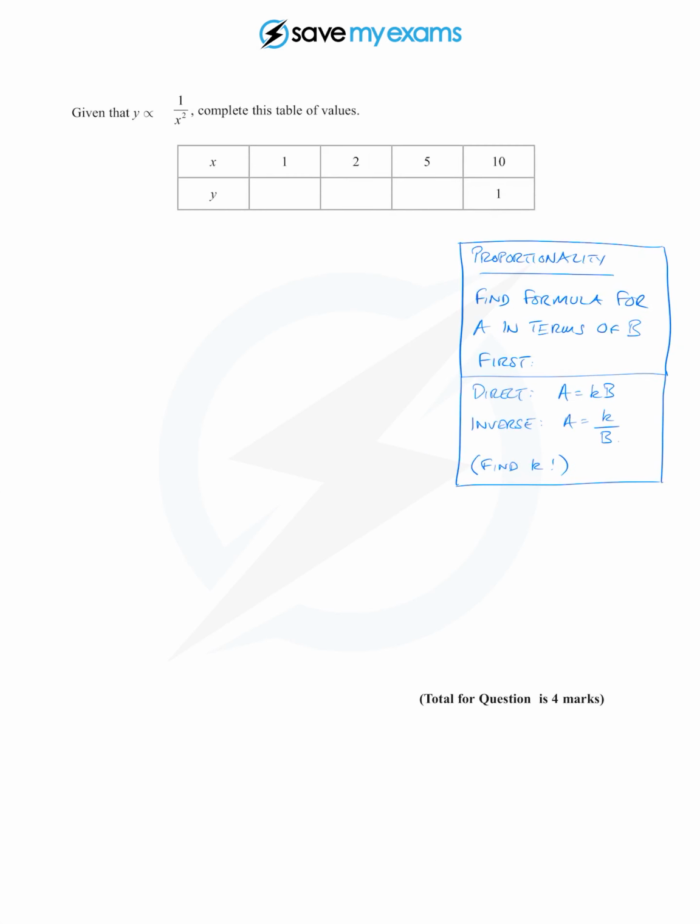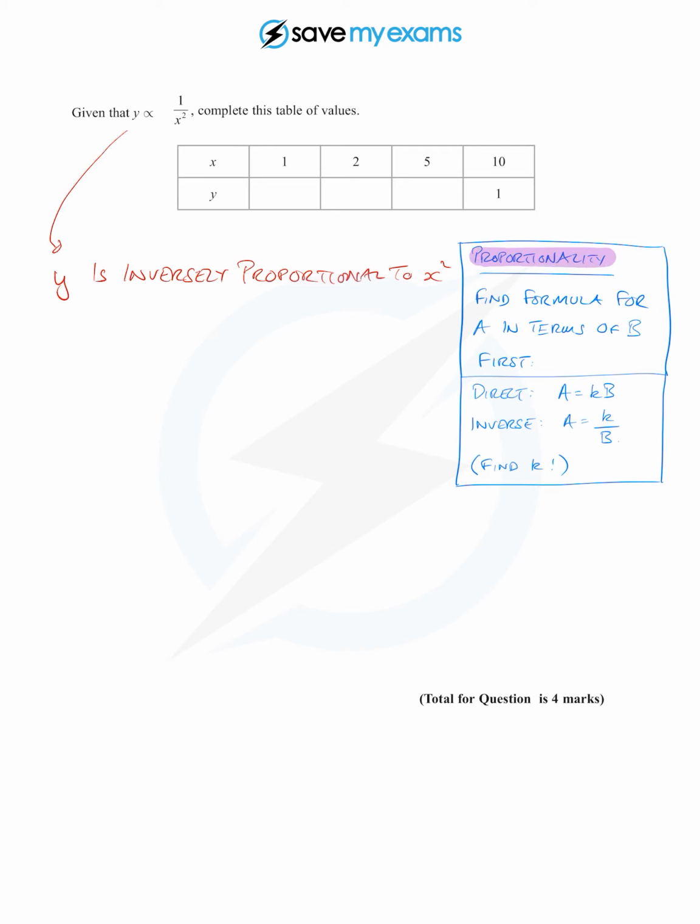Right, this says y, and then this funny little symbol here, which means is proportional to 1 over x squared. So you need to recognize that as y is inversely proportional, that's the 1 over, inversely proportional to x squared. Okay, and then let's think about proportionality. Okay, look at the blue box.